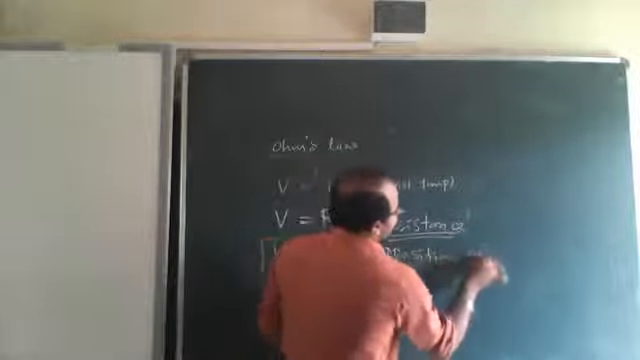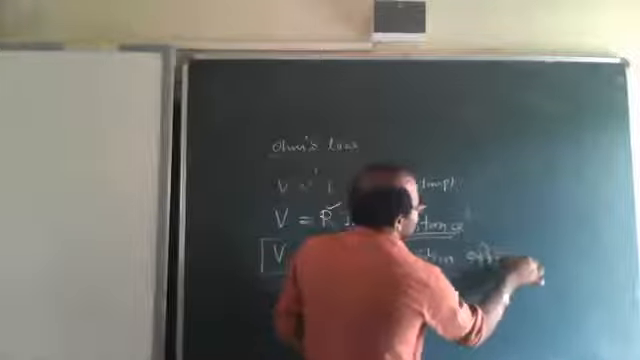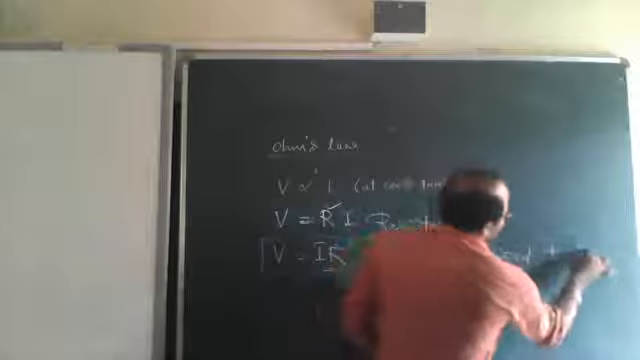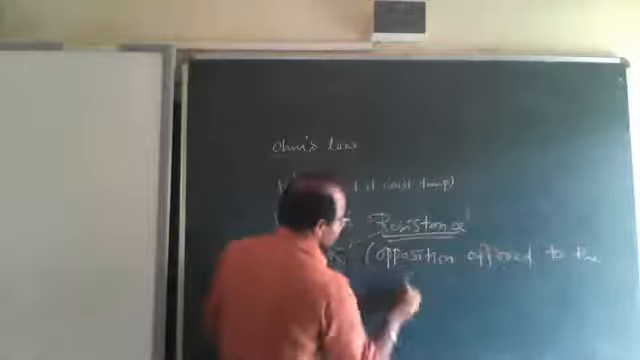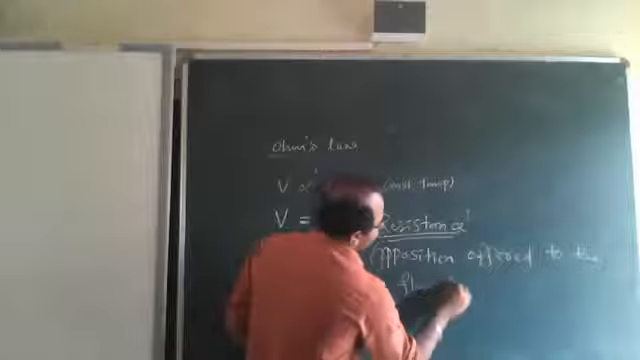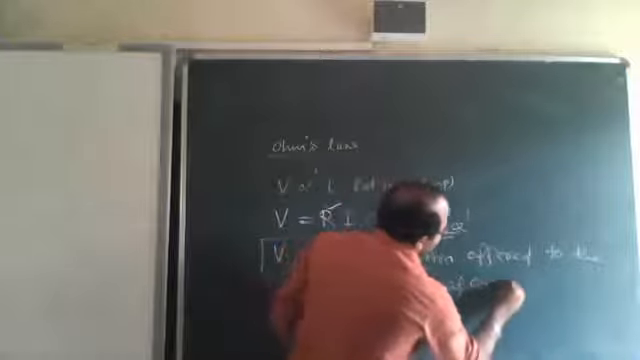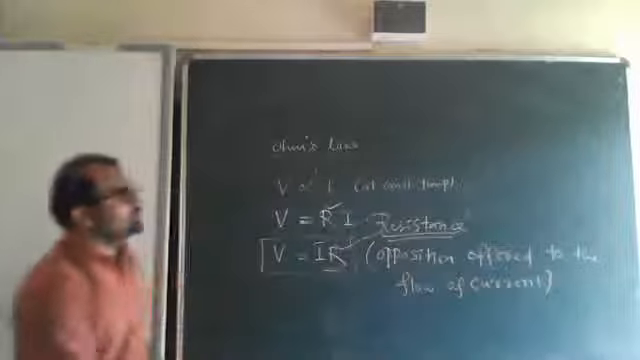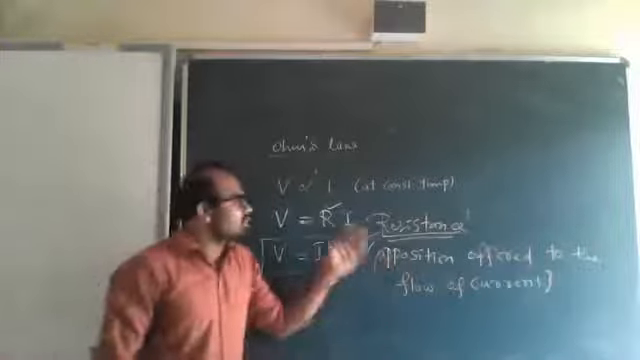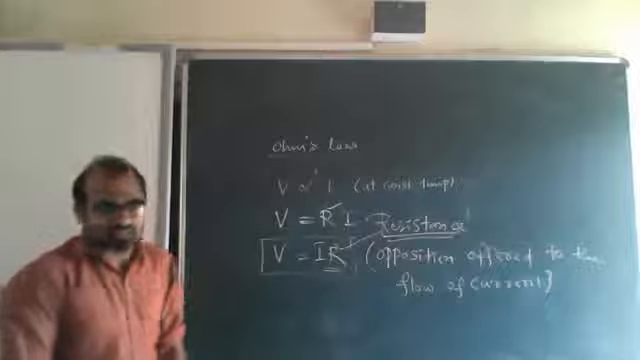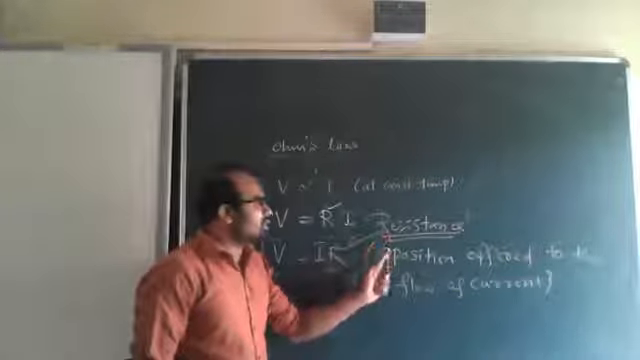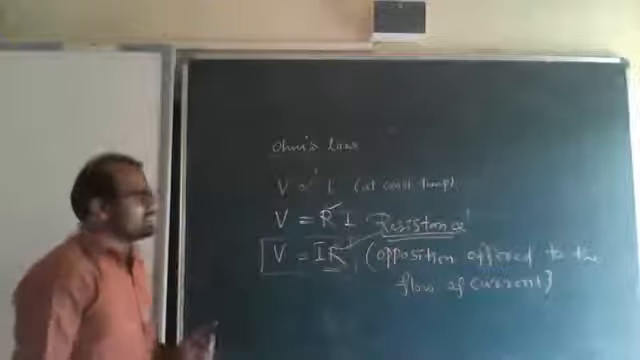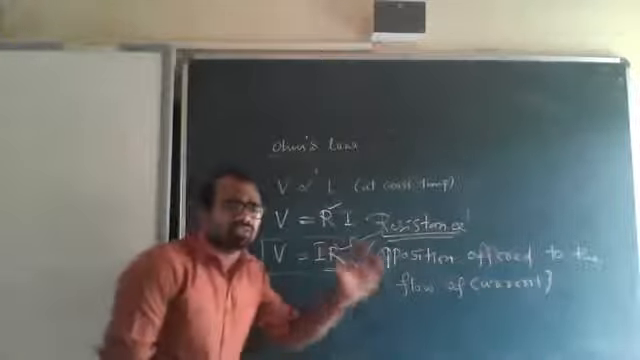Define resistance. If anybody asks you to define resistance, you have to say: resistance is the opposition offered to the flow of current. Opposition offered to the flow of current is called resistance. It means it is opposing the current.